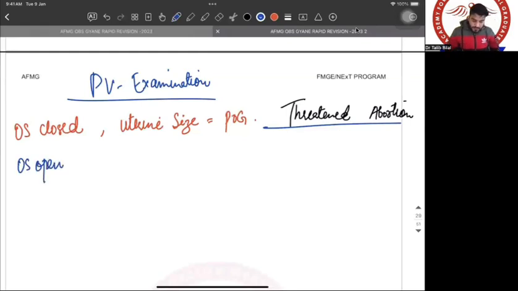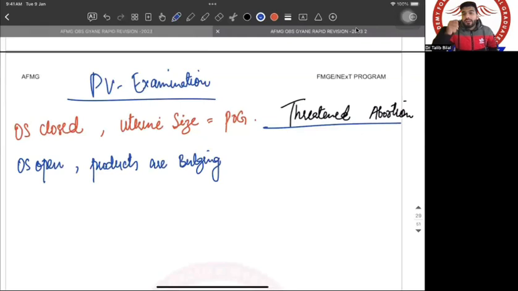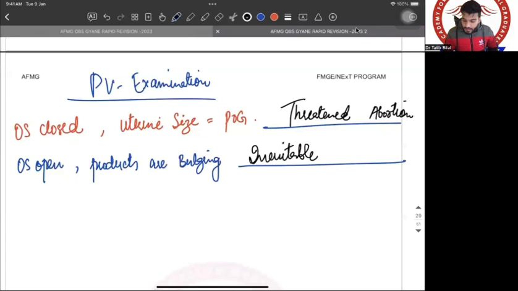If the os is open and products are bulging, or products are hanging, or products can be seen during the examination, such type of abortion is called inevitable abortion.